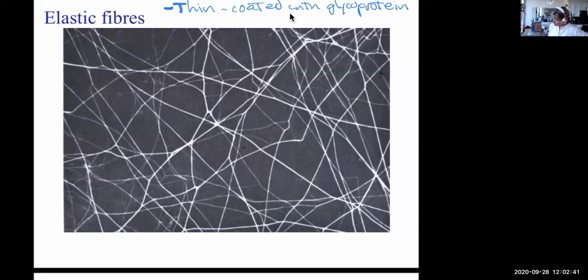Oh my gosh, no, scratch that, sorry. Scratch the coated with glycoprotein. Cross that out. That's a different kind of fiber. Elastic fibers are not coated, sorry. They're made of elastin protein. So they stretch and recoil just like a rubber band.